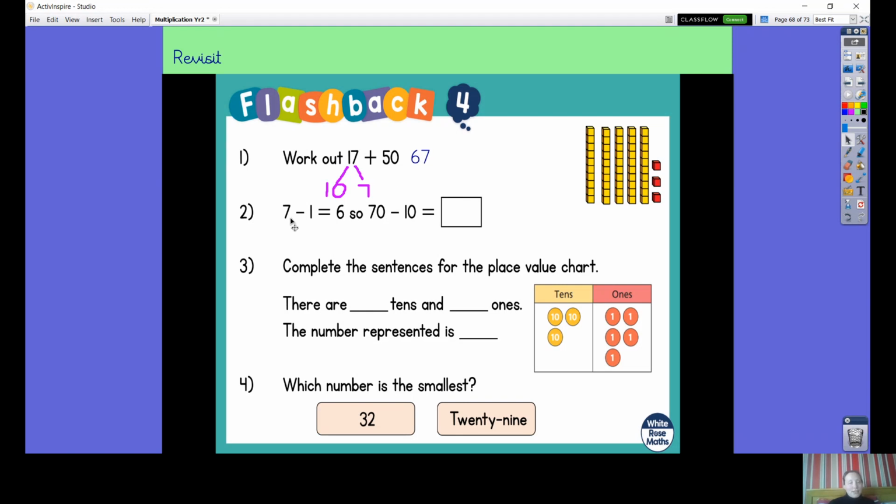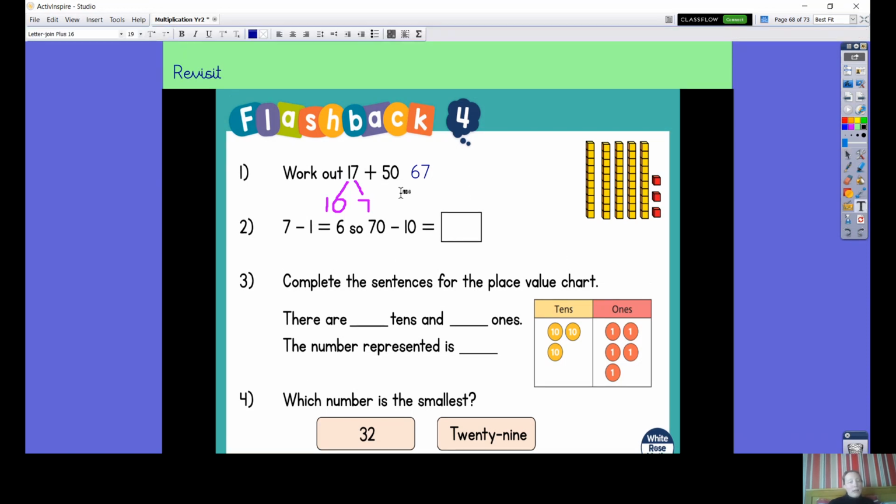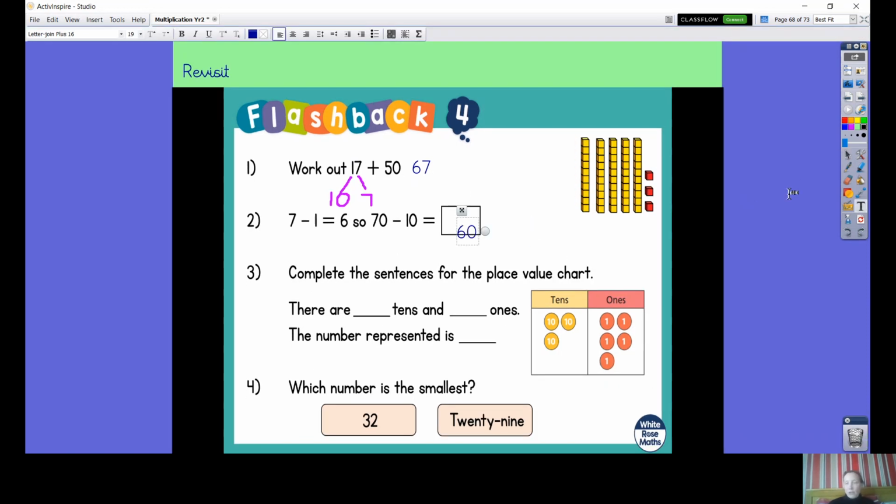Okay, so we've got 7 take away 1 equals 6. So 70 take away 10 is 60.